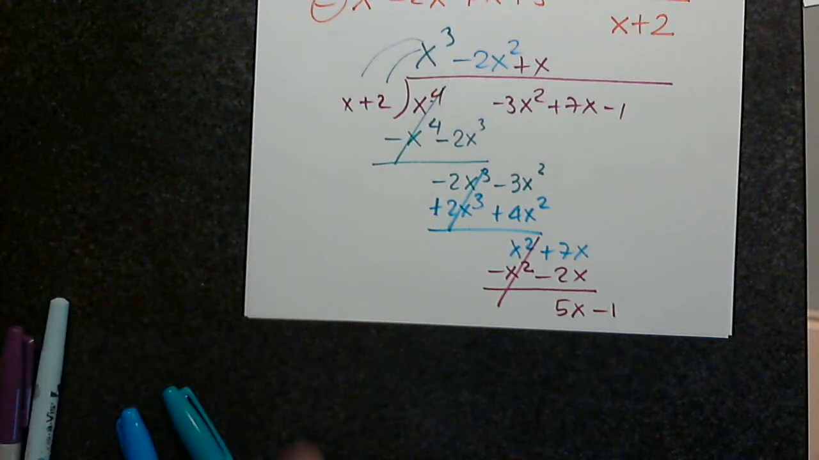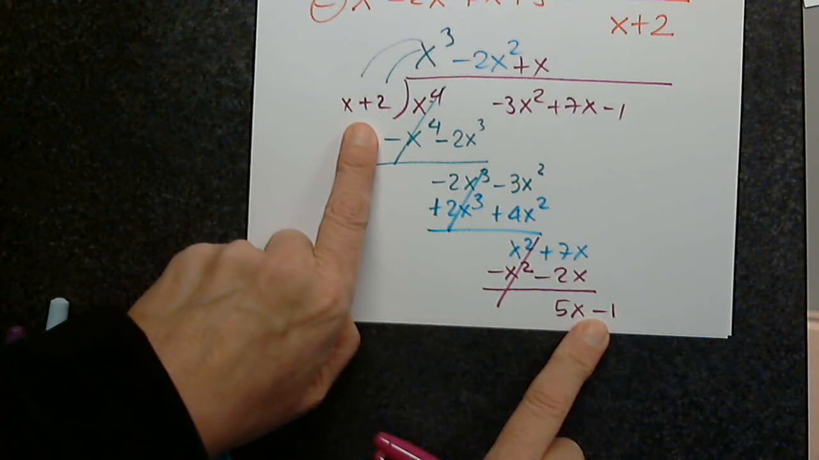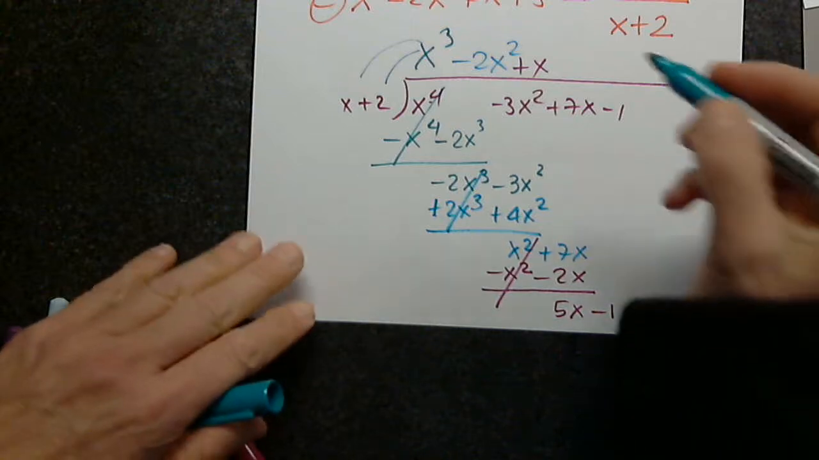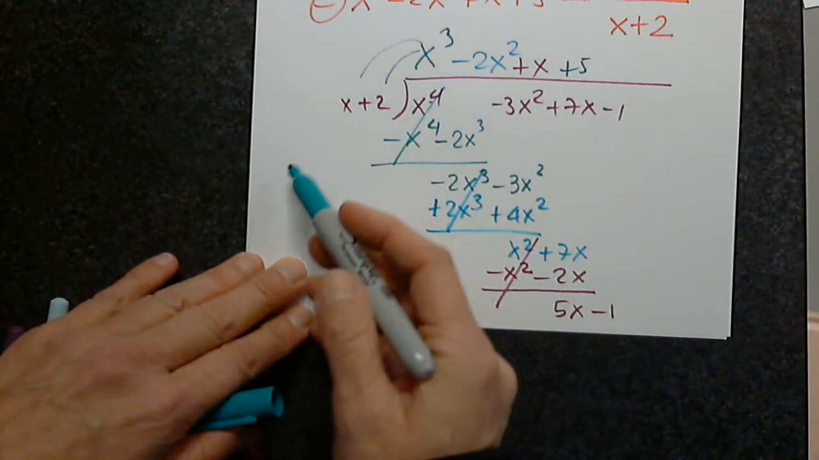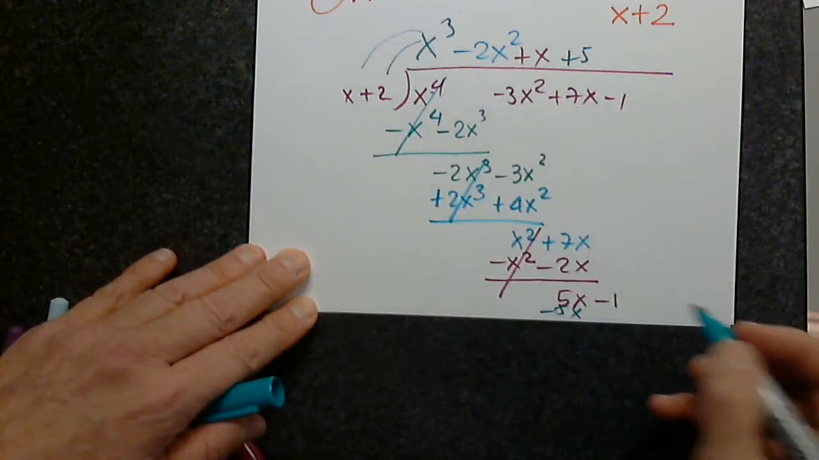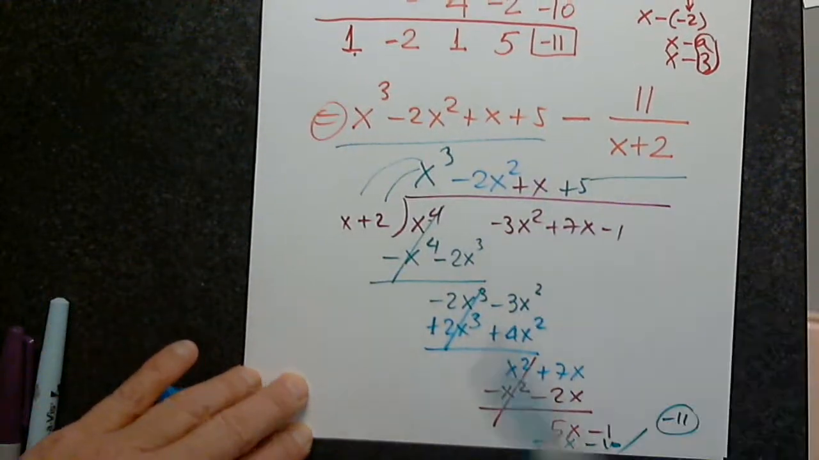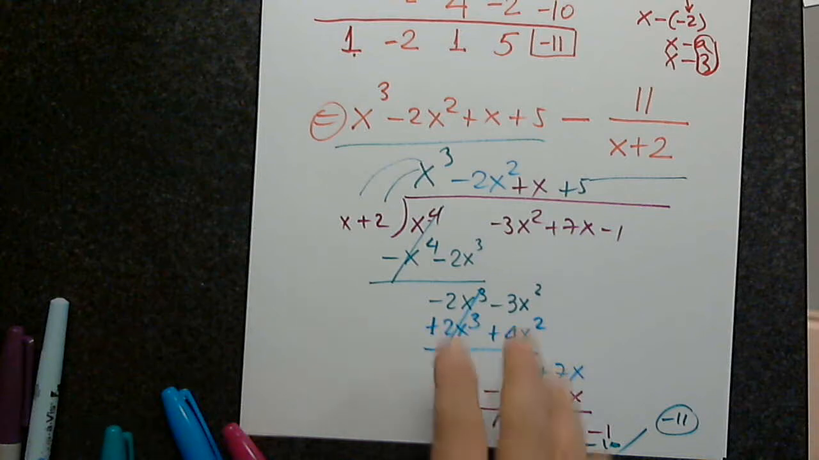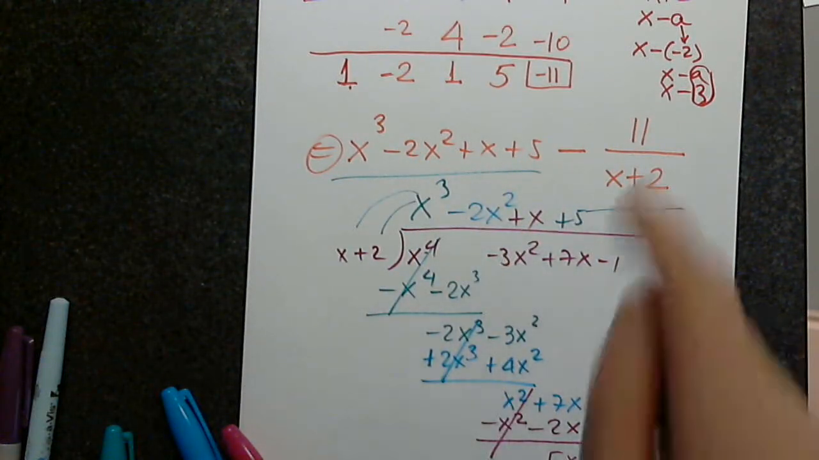This is the final question because now these have the same degree. It must be the last question. X times what is 5x? Sign? Very good. 5 times x is 5x, subtract. 5 times 2 is 10. And that's how we get the negative 11. And the quotient is x cubed minus 2x squared plus x plus 5 minus 11 over x plus 2.